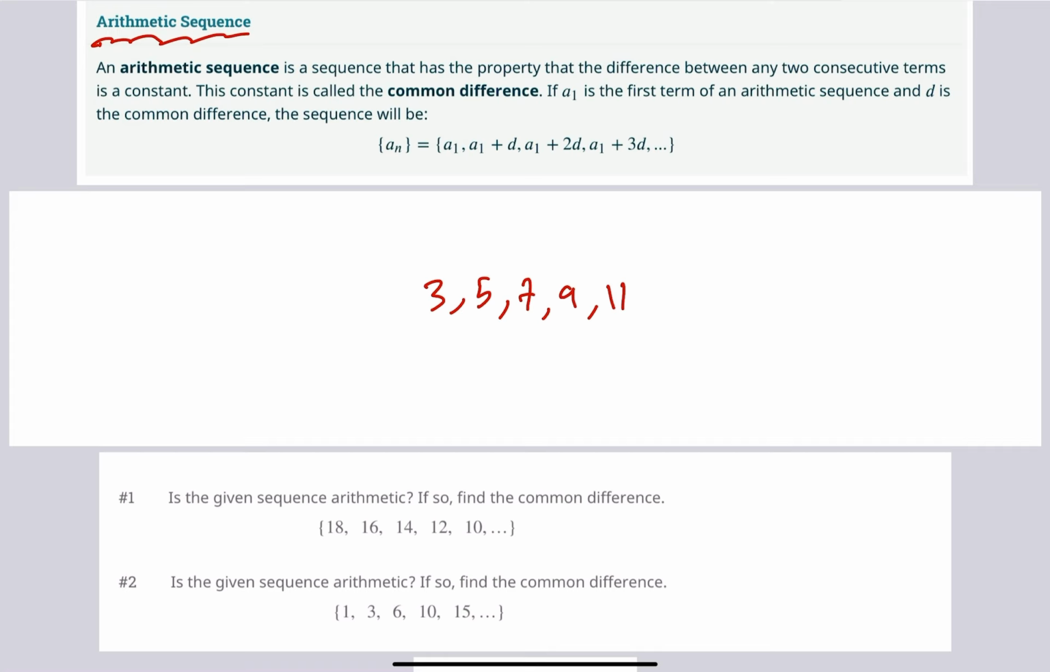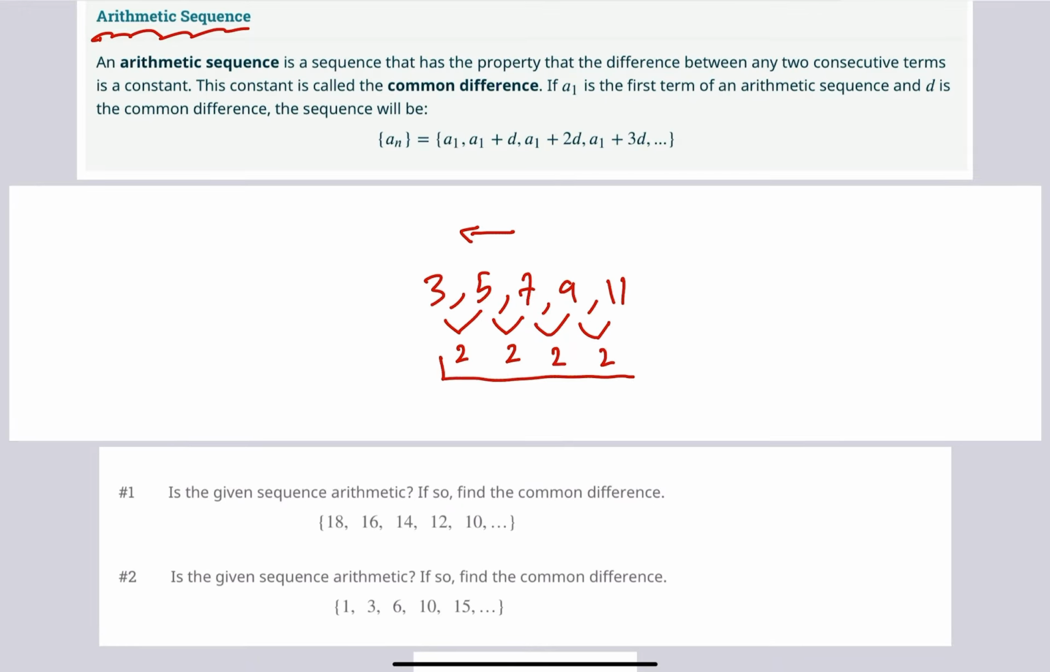If we subtract, starting from the right side, moving to the left, 5 from 3, we get what? 5 minus 3, which is simply what? 2. 7 minus 5, 2. 9 minus 7, which is simply 2. And this is 2 as well. You can tell there's a common difference, right?